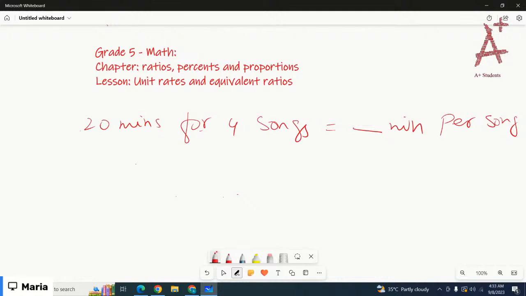What you have to do is divide 20 divided by 4. Whenever you have to calculate the price of one thing, like the price for 1 minute or anything for 1 hour, if you have to calculate any value for just one item, that means you are going to calculate the unit rate. How do you calculate the unit rate?